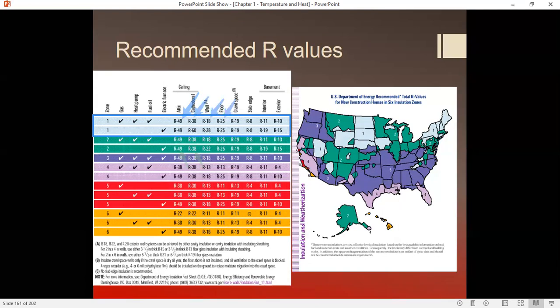So here up in the Northeast, we want fairly well insulated structures. In other parts of the country, you really don't need that as much. In Florida, the R values are more about keeping the cold air in, the warm air out. So the R values are lower.